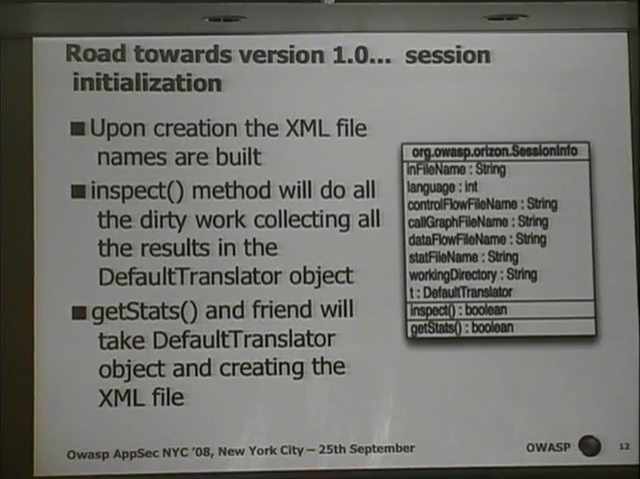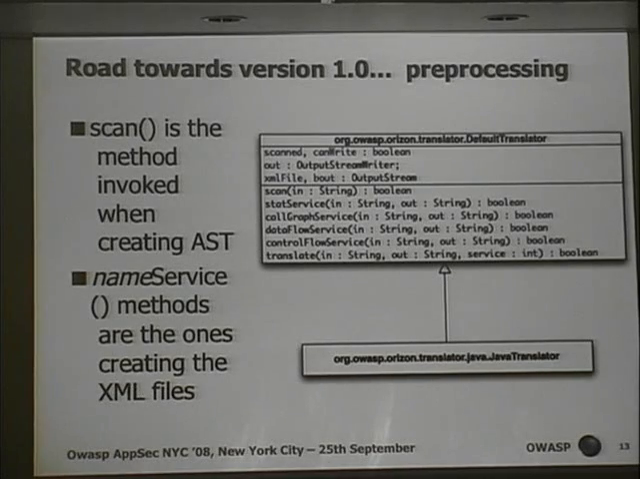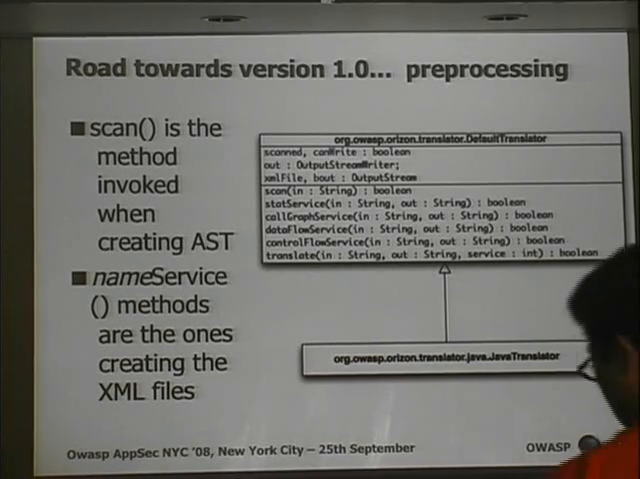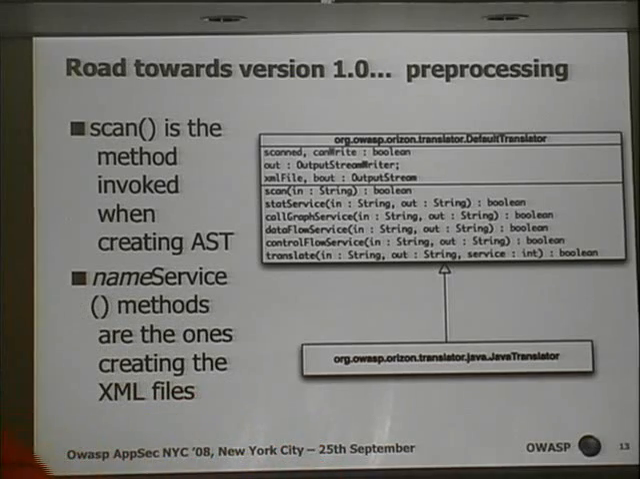The default translator is an abstract class that, in the case of the Java source language, will be implemented in a Java translator class, of course. That's the point. As you may see, the default translator has a scan method that is invoked by the session object when creating the abstract trees in memory. I also introduced a name service.